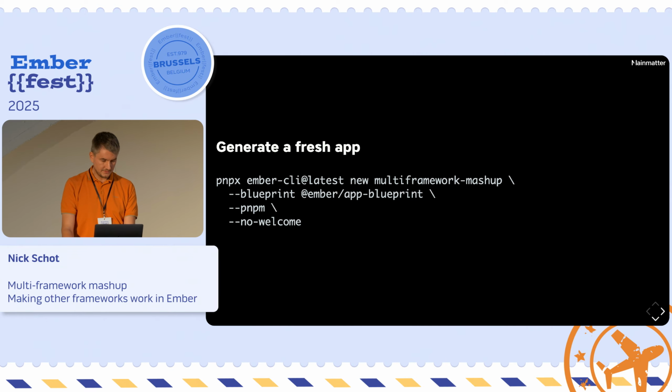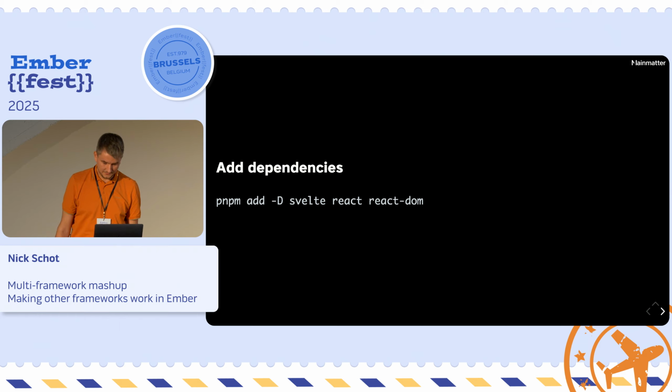We'll start with a fresh Ember app. We'll use the latest Vite-based app blueprint. So we just pnpx ember-cli latest new multi-framework-mashup with the Ember app blueprint. I think that's still up to date, and otherwise Chris will tell me. The frameworks we'll be looking at are Svelte and React. So we'll add the core dependencies for those two frameworks that we'll be using in addition to Ember.